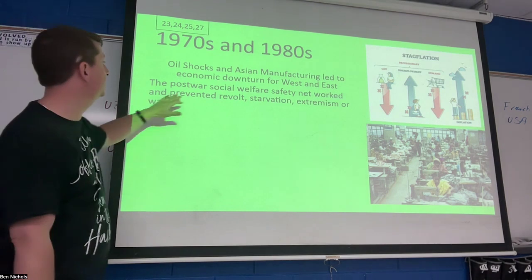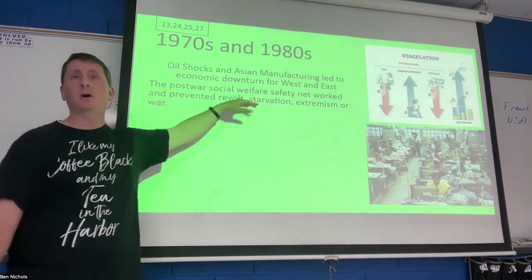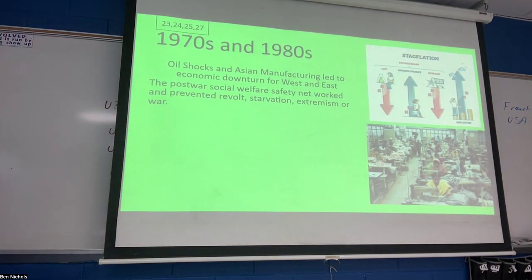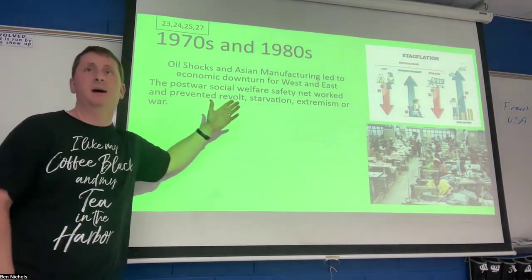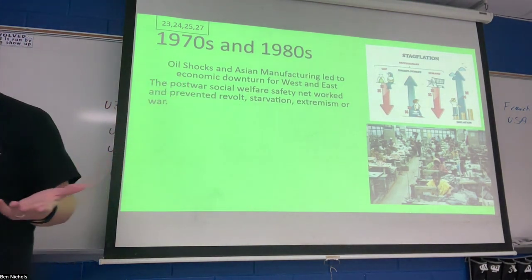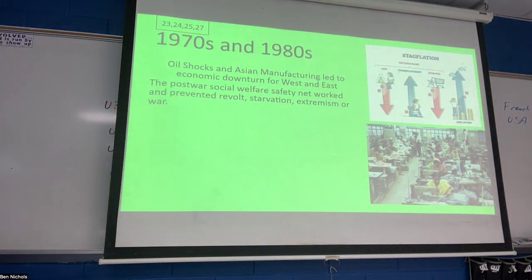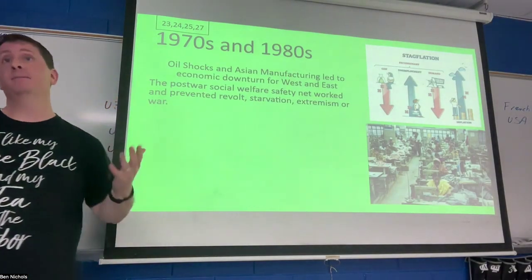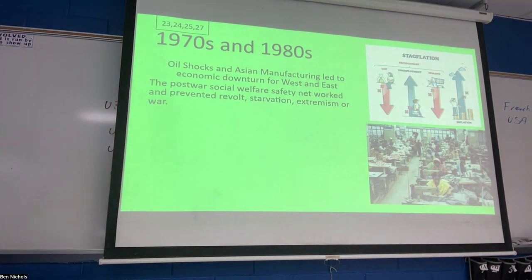But what we also see is that the post-war social welfare safety net that had been created right after World War II to prevent people from going crazy in the event of an economic downturn worked. People lost their jobs, but they had unemployment insurance. People might not be able to afford food, but government assistance programs stepped in. People may have lost their homes, but government housing was able to pick up the slack. And so the social welfare network worked to prevent people from turning to fascism or communism.